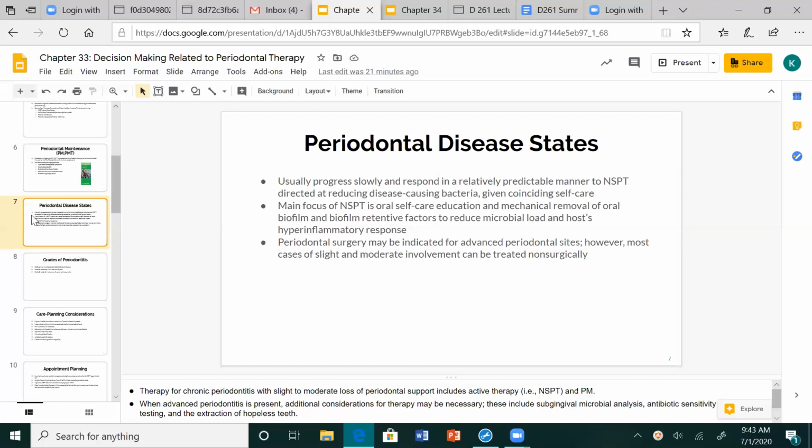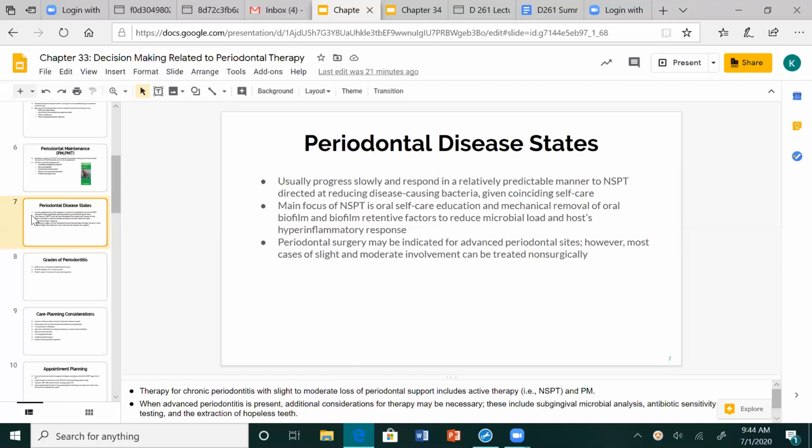So also, periodontal surgery may be indicated for advanced periodontal sites. So this is what I've been talking about. I know a lot of you, we've already discussed referrals to a periodontist with some of your patients. Now, those are people that I feel like the sites are probably going to need surgery at some point.